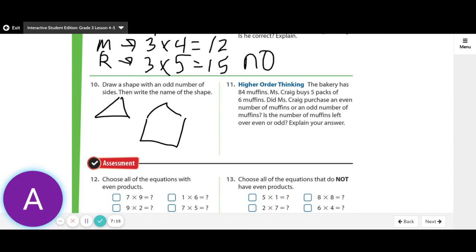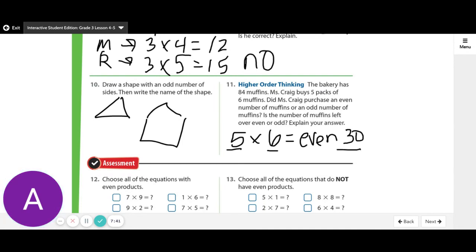Number 11, the bakery has 84 muffins. Miss Craig buys 5 packs of 6 muffins. Did Miss Craig purchase an even number of muffins or an odd number of muffins? Is the number of muffins left over even or odd? Explain. So Miss Craig buys 5 packs with 6 muffins. So I have an odd times an even. So that will give me an even number, which would be 30.